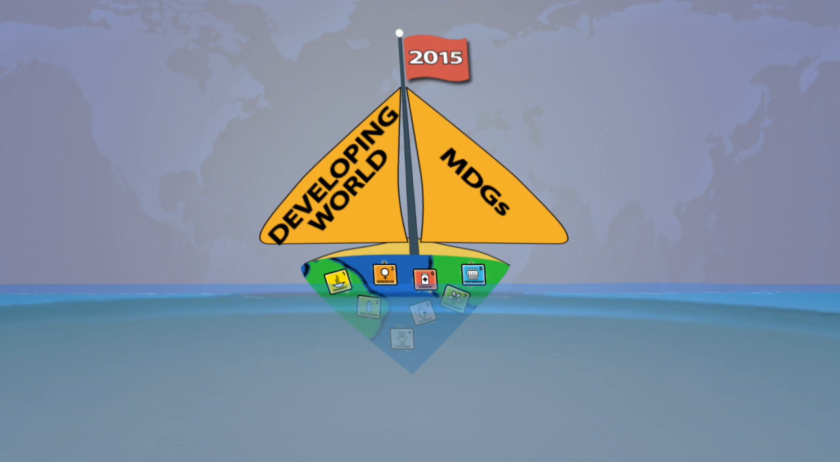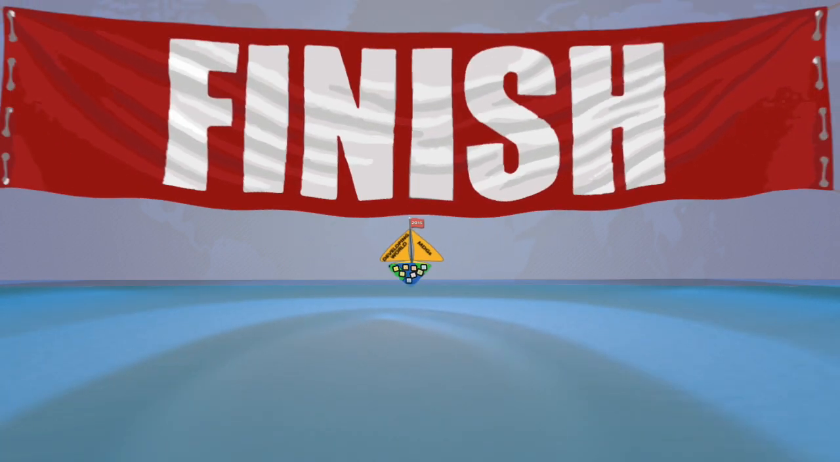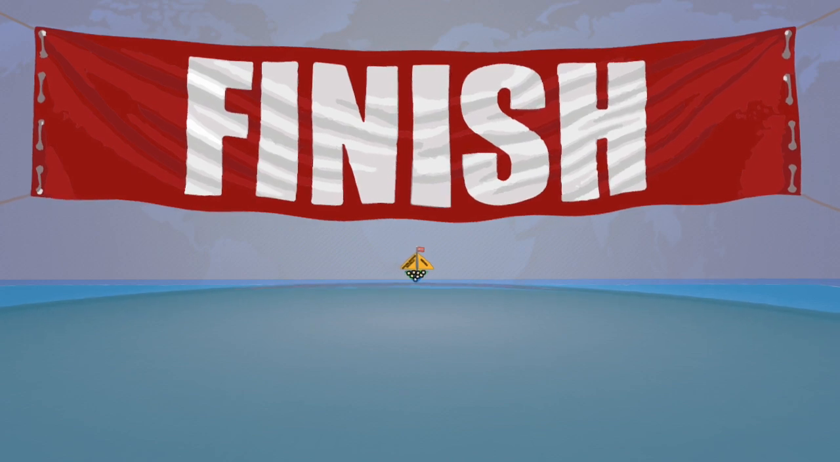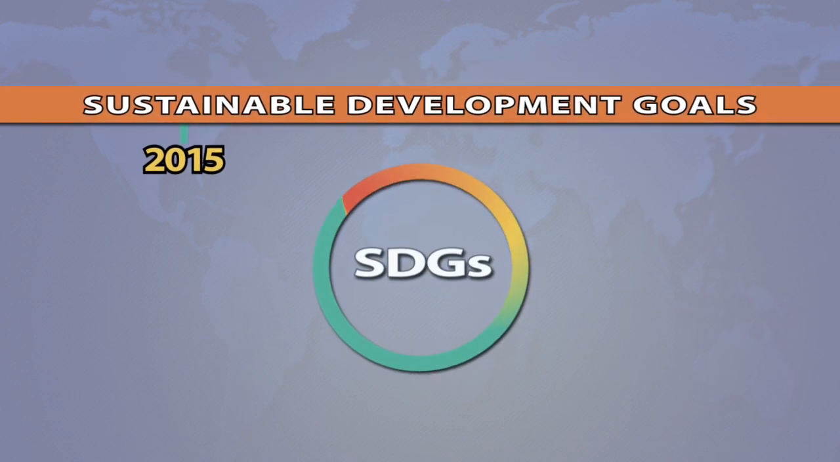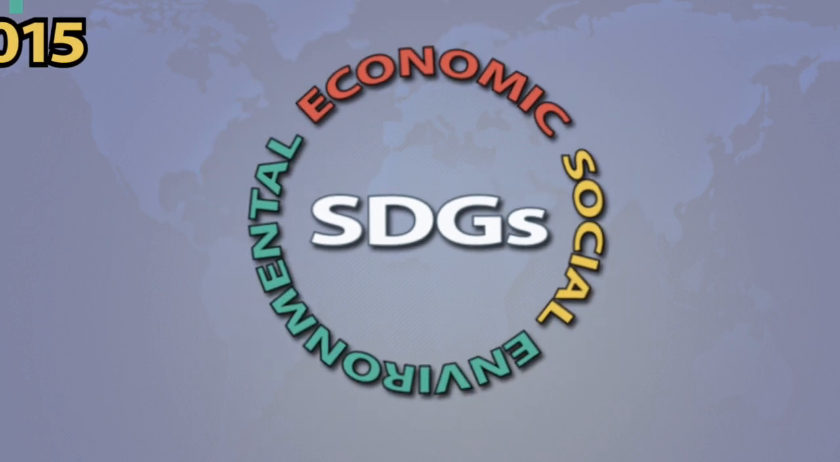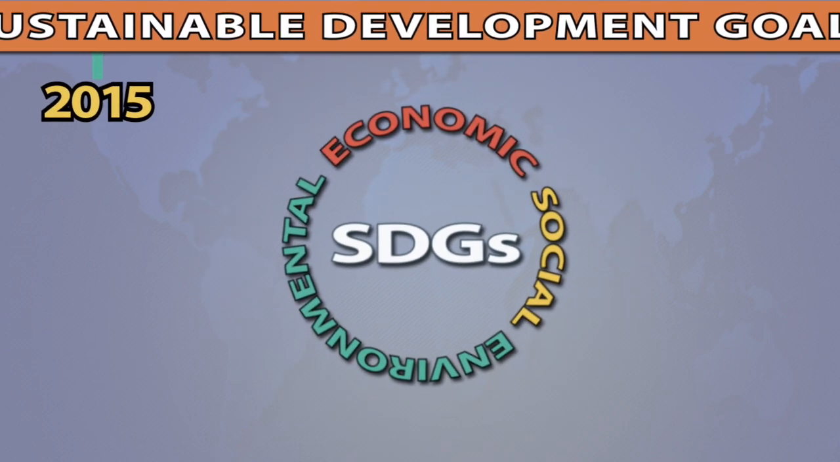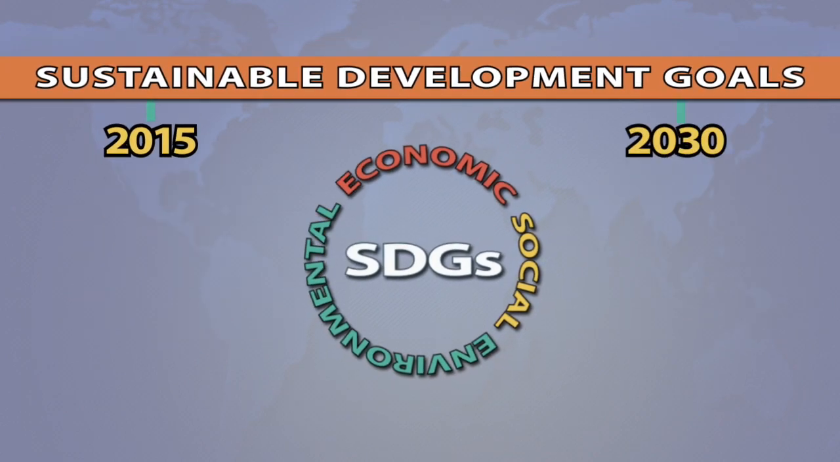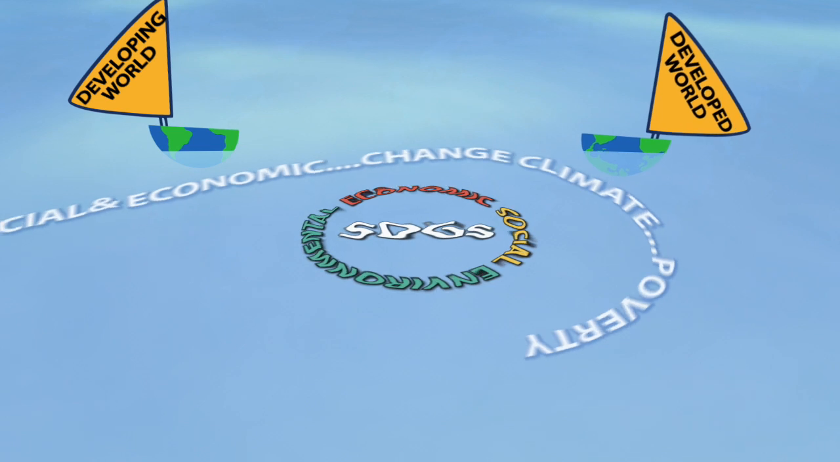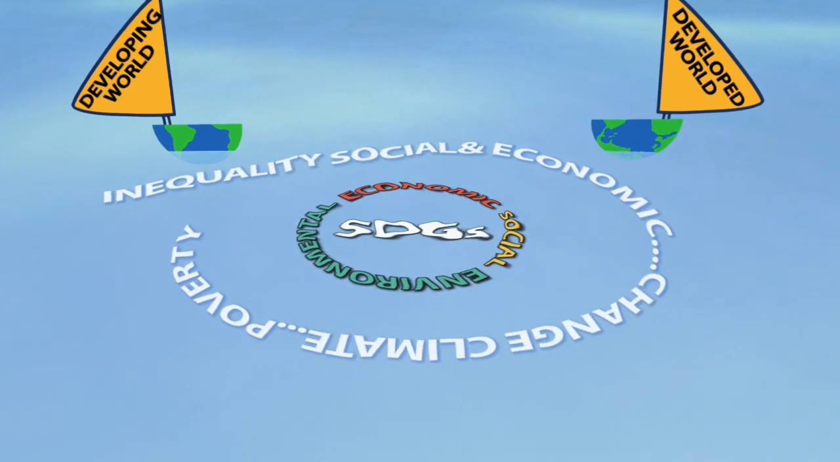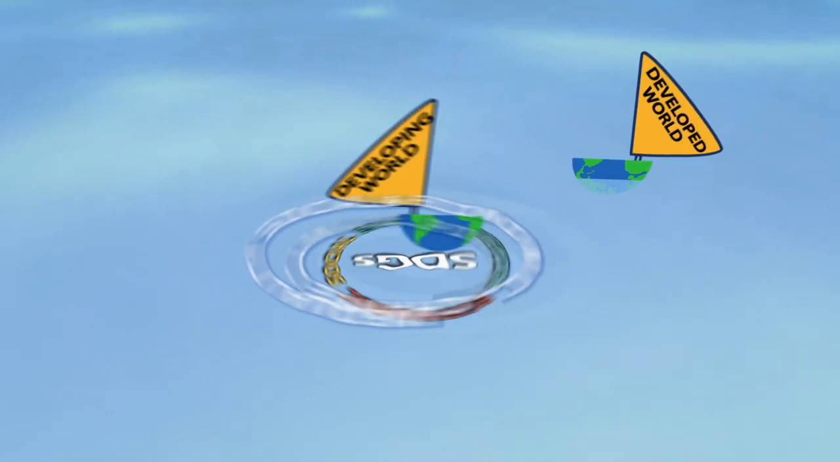But with more than 1 billion people still living in extreme poverty, the finish line is a long way off. And that's why in 2015, the international community launched the Sustainable Development Goals, merging for the first time the world's economic, social, and environmental agendas to finish what the MDGs started by the year 2030. And now, the goals are for everyone, developed and developing nations alike, because it turns out that poverty, climate change, and growing economic and social inequality are all interconnected, creating powerful undercurrents that threaten to pull down all of us.